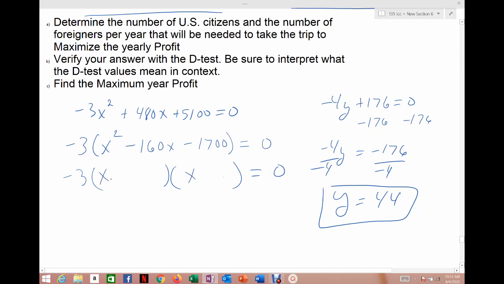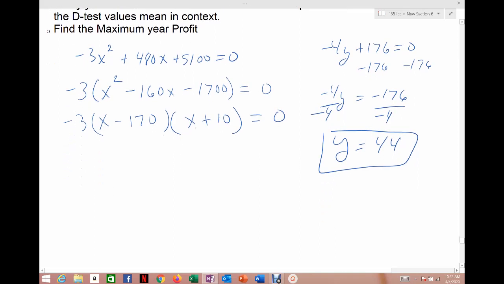x squared just splits up into x times x, and then I need factors of negative 1700 that, when I add, I get negative 160. Well, if I have negative 170, positive 10, right? If I take 10 and multiply it by negative 170, I get my negative 1700. If I take 10 and add it to negative 170, I get my negative 160. And so I have two answers, meaning this function has two critical points. It's got one at an x value, positive 170, and one at an x value, negative 10.